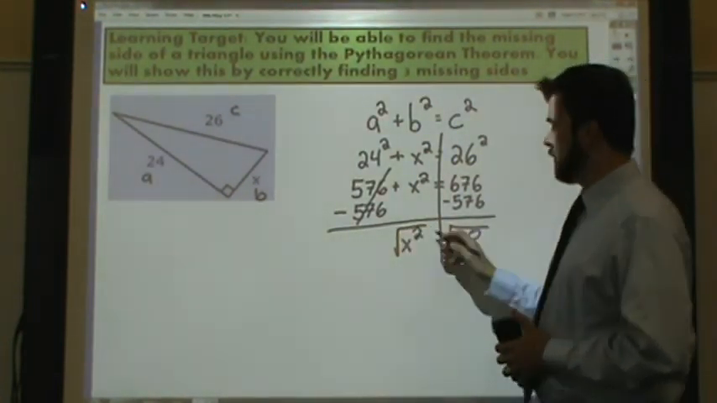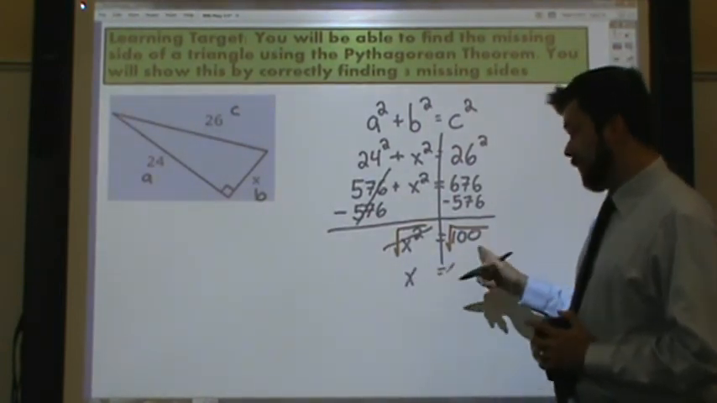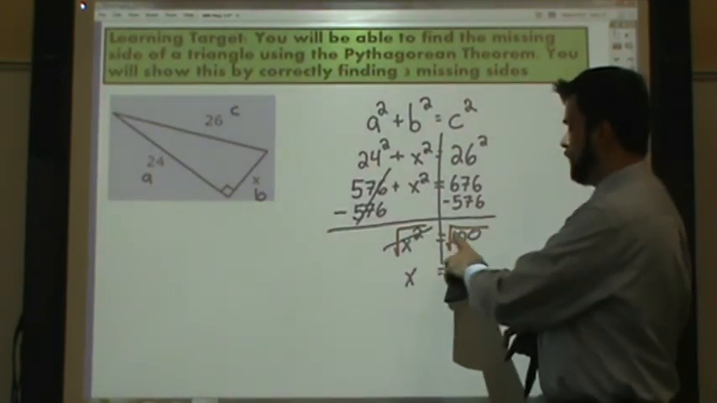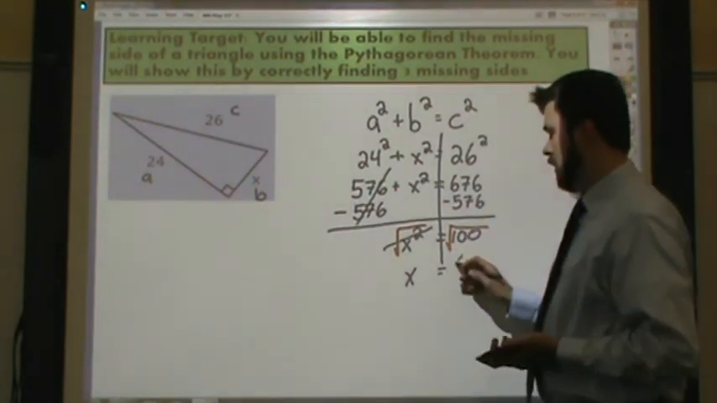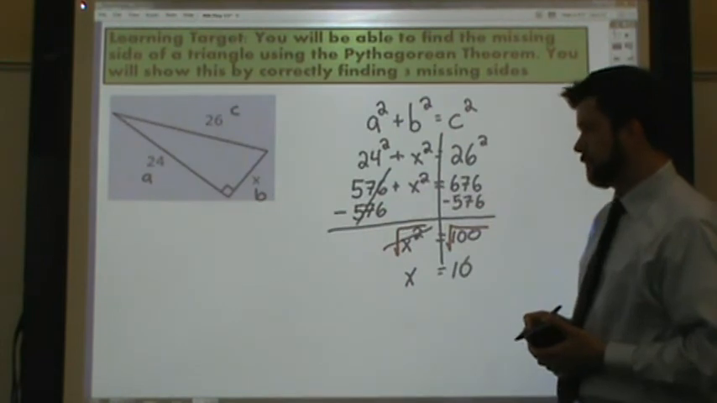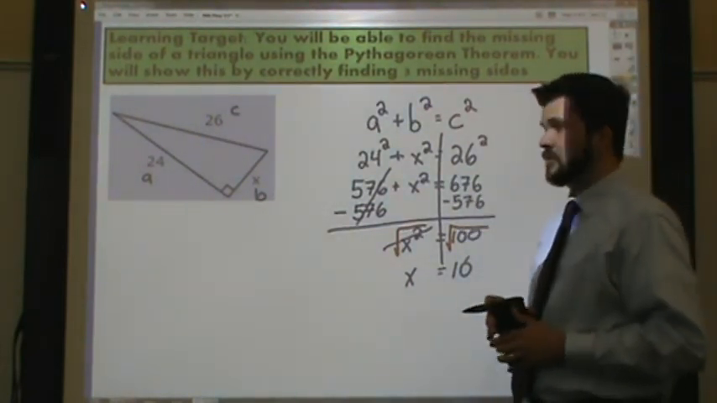The square and the square root cancel each other out, leaving the X. And over here, this one works out nice. The square root of 100, we could type it in, but hopefully you know what times itself gives you 100. That would be 10 times 10. I don't have units, so that is just my answer.